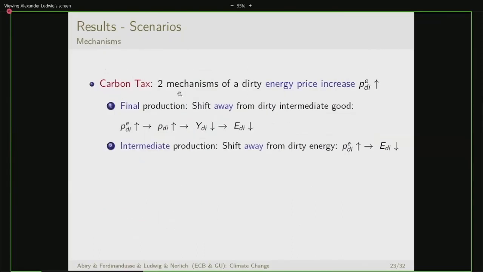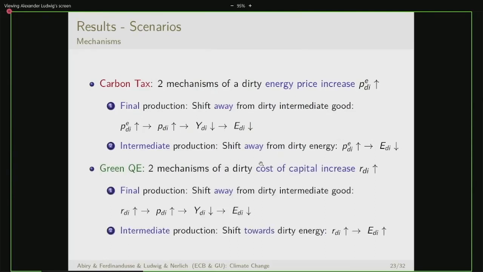Now the carbon tax has two mechanisms through which it affects the economy via the dirty energy price increase. That makes the dirty goods more expensive, hence dirty goods production goes down, and the dirty energy demand also goes down. That is true for the final goods production, and in the intermediate goods production, the increase of the dirty energy price also reduces dirty energy production. So through two channels, it reduces the dirty energy production.